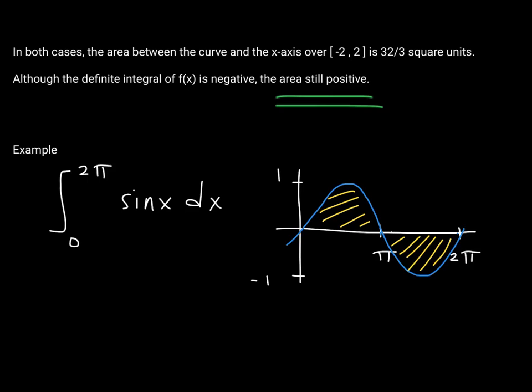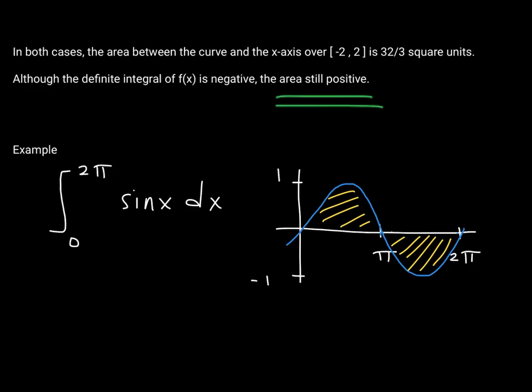And the reason is because this area here and this area here match, if you will, except, of course, that this region is above the x-axis and this region down here is below the x-axis. That is to say, this region is positive and this region's negative. So they're going to cancel each other out and we're going to get 0. The definite integral is going to give us 0.